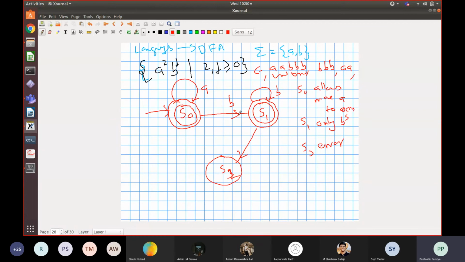So it's a total function, the transition function. From S0 on A, you remain in S0, on B, you go here. From S1 on B, you remain there, on an A, you go here. And from S2, on either A or B, you remain in S2. Okay, so this is the kind of automaton I have designed for this language.